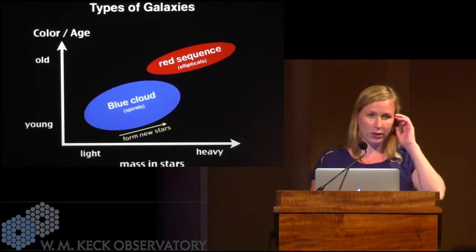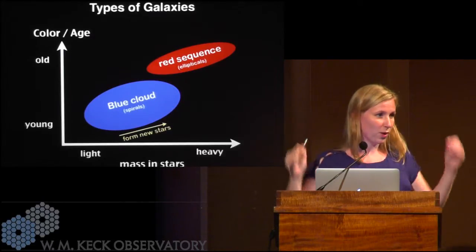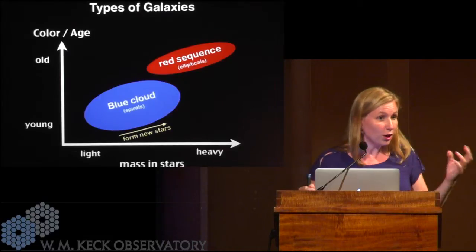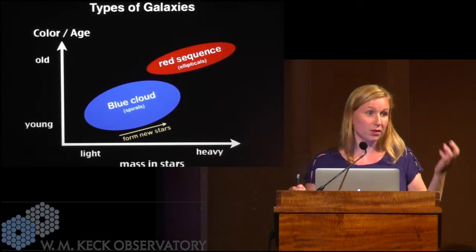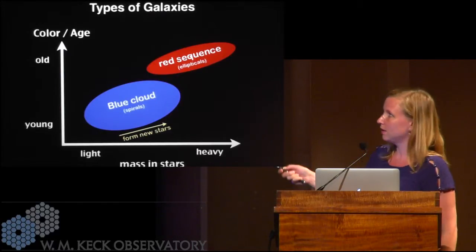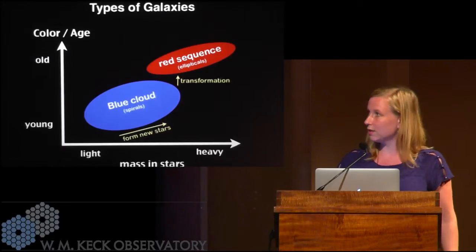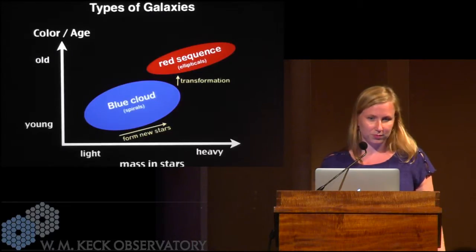So what else can happen? Well, these galaxies over here, the red sequence galaxies, these red elliptical galaxies, they have a lot of stars. These stars must have formed at some point in time. So we know that all the galaxies that live here at some point must have been here. So we know that there are transformations.